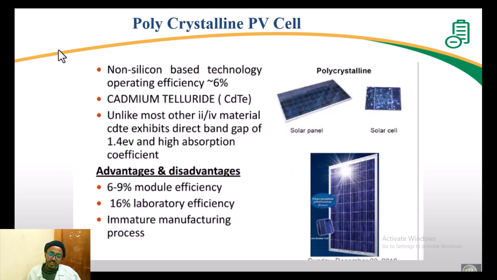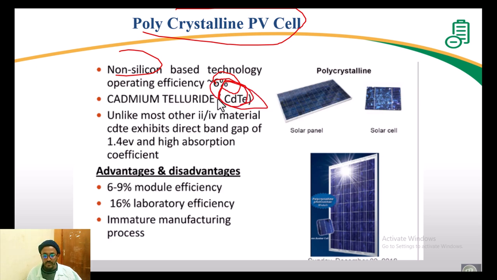And the second one is the polycrystalline PV cell. These are non-silicon based technologies, with an operating efficiency of about 6%. We don't use silicon here. Instead, we use cadmium telluride, which is CdTe. Unlike most other semiconductor materials, CdTe exhibits a direct band gap of 1.4 electron volts and a high absorption coefficient. So this kind of element has two good properties.